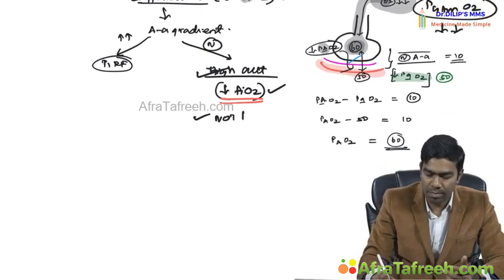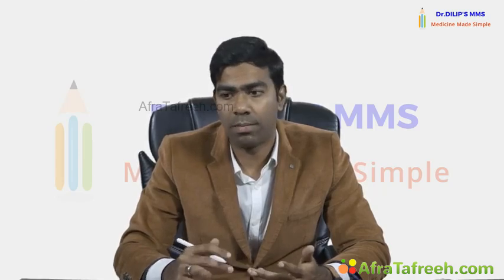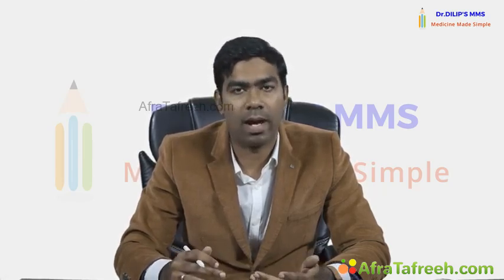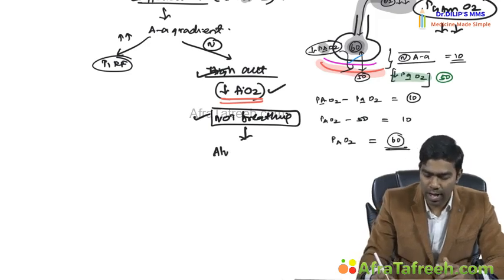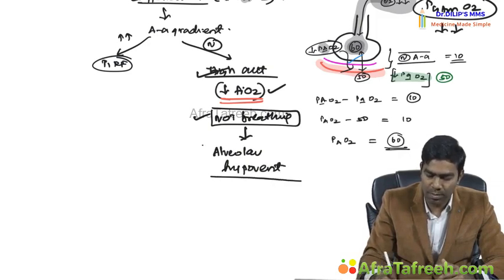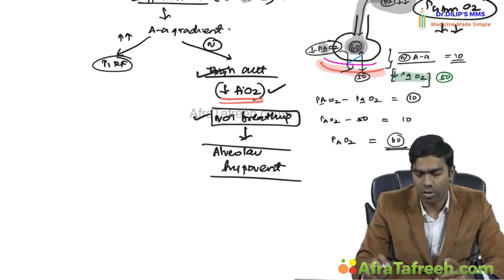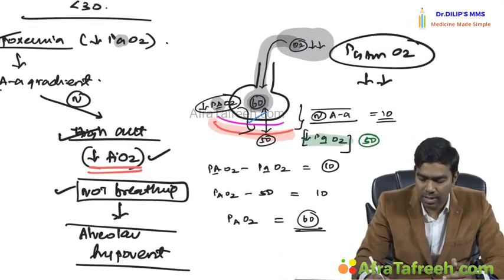The second cause is if the patient is not breathing at all. What do you mean by not breathing? I'm not willing to breathe, or I'm not breathing because my muscles are not working properly. If I'm not able to breathe, or if I'm not breathing properly, that is what we refer to as alveolar hypoventilation. Alveolar hypoventilation. Clear?